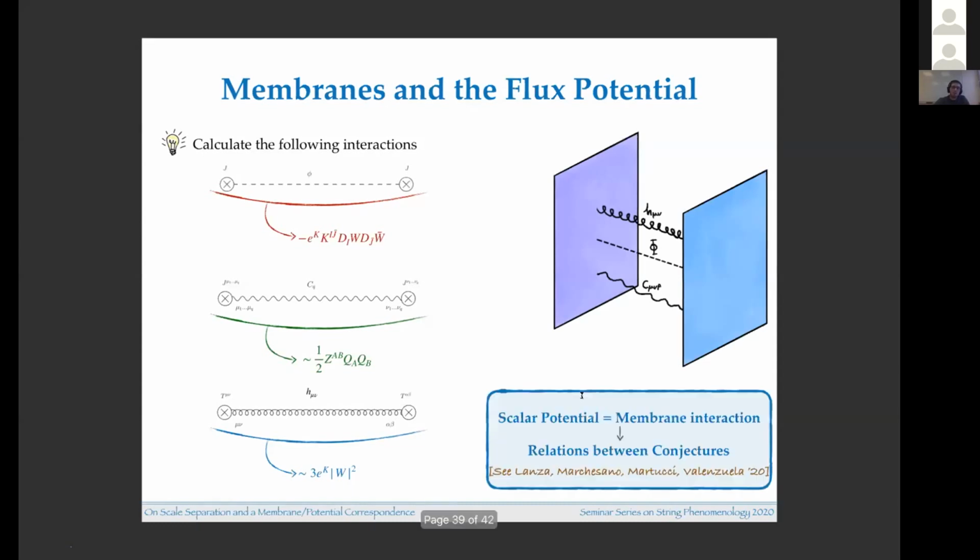And the most interesting consequence of this, I think, or one of the most promising things that one can try to do with this, is to relate conjectures about the objects, these membranes, which relate the charges or the tensions of these membranes, with conjectures about the scalar potential that they generate. And in fact, using similar arguments and the version of the weak gravity conjecture for membranes, Lanza, Marchesano, Martucci, and Valenzuela were able to prove an asymptotic version of the de Sitter conjecture as a consequence of the weak gravity conjecture for membranes. So this correspondence seems to give a nice way to connect these two things.